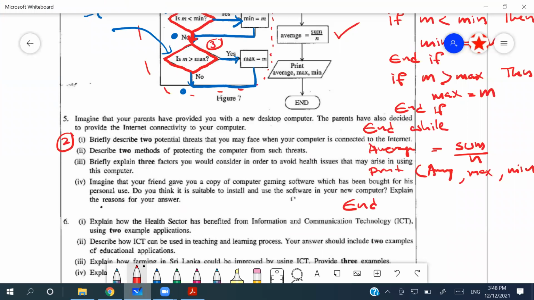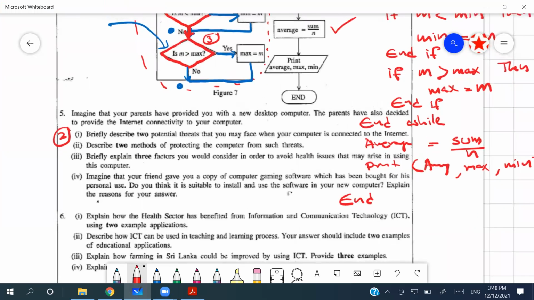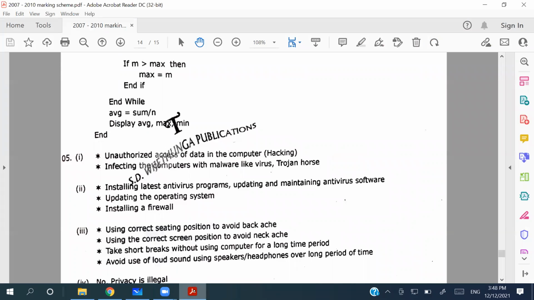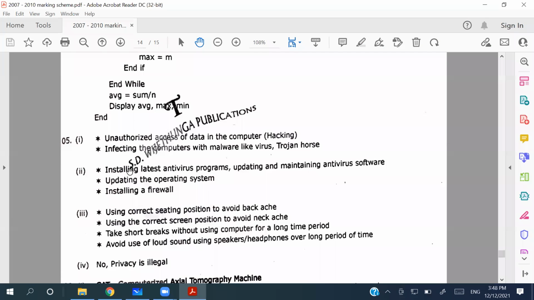So they are asking how many? Two methods. Again, 2 marks. So you can have any one of these. Here it says what this is all about.